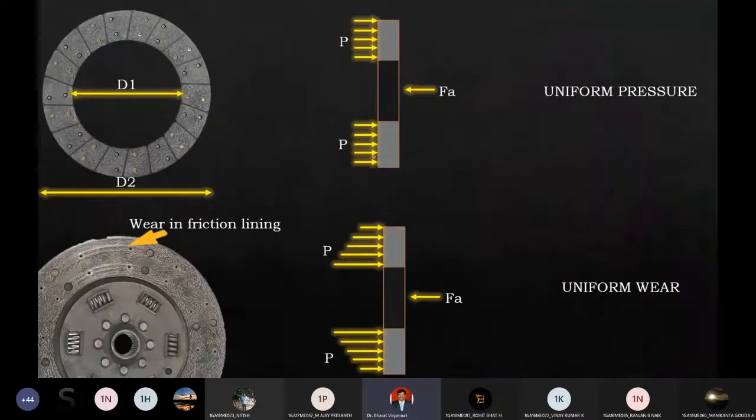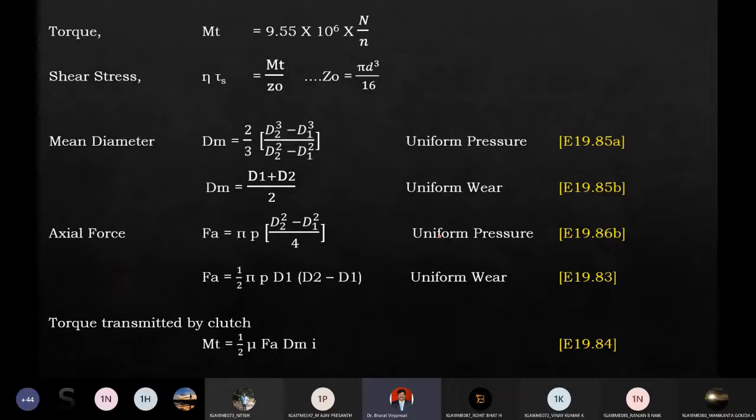And two theories which we always work with: uniform pressure theory and uniform wear theory. Here, in case of uniform wear theory, the maximum pressure will be at the inner radius. This is why you remember the equation pi p d1 into (d2 minus d1). Why is d1 coming? Because the pressure is maximum at the inner diameter during the derivation. And the torque we have once again here. These are the only equations which we have used.